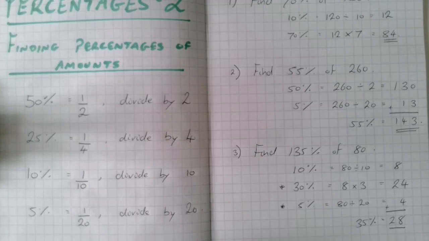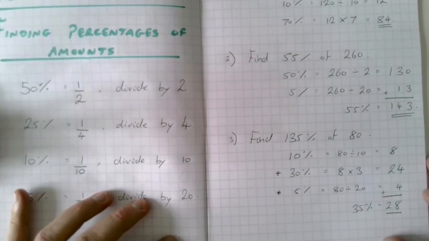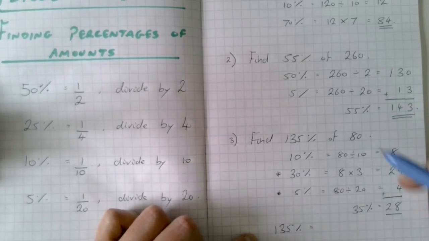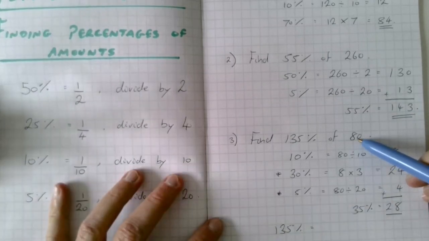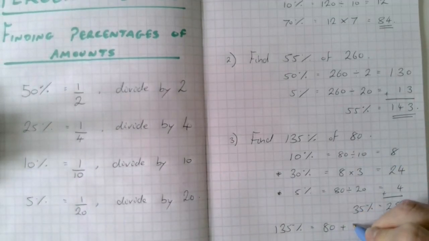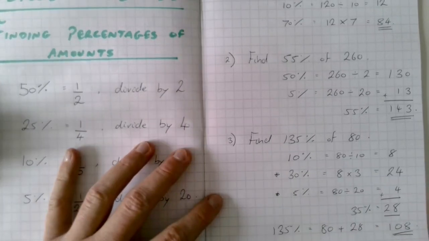But I don't want 35%. I've been asked to find 135%. So my final step for 135%: my original number, 80, plus the 35%, which is 28, will give me 108, which is my final answer.